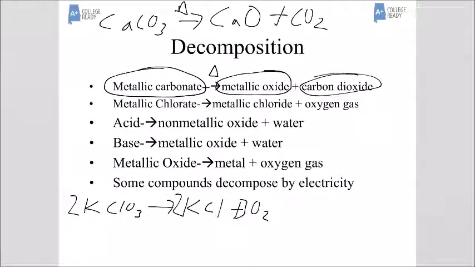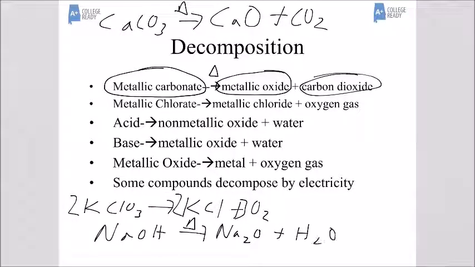You can break down bases, for example, NaOH. If you heat that up, you can get a metallic oxide plus water. Again, you would need to balance by putting a 2 there. And that's balanced as written. And then a metallic oxide can be broken up into a metal plus oxygen gas. For example, let's say you had calcium oxide and you heated it. You might get Ca plus O2, balance with a 2 there and a 2 there.